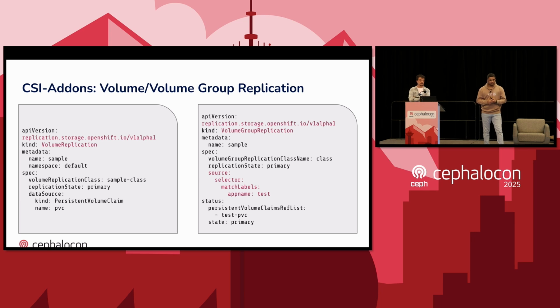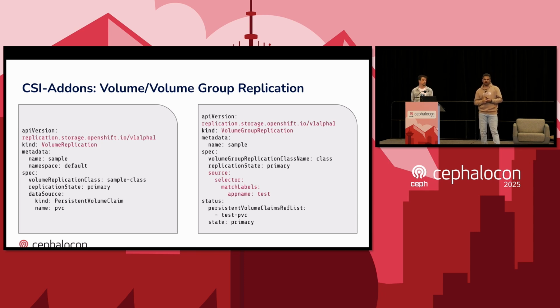The volume replication is per PVC level. If you have a PVC, you will have a corresponding volume replication as well. The state is the one you will change, whether it is primary or secondary. We do the internal translation and take care of running the RBD CLI commands to mirror the images. We initially started with this for single volumes.